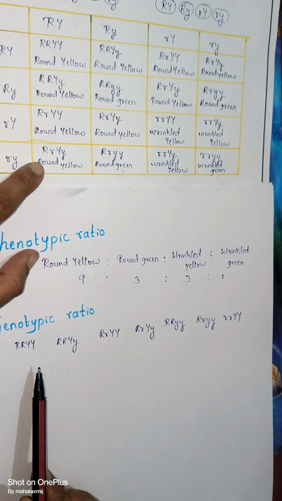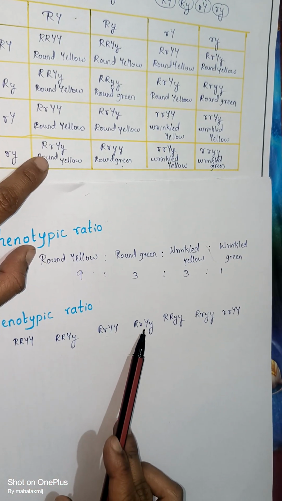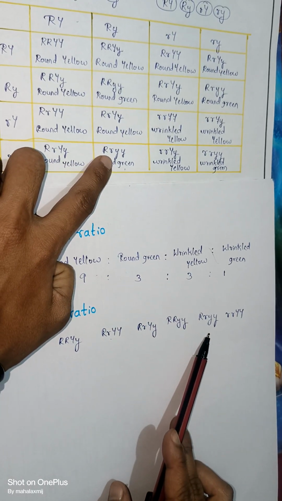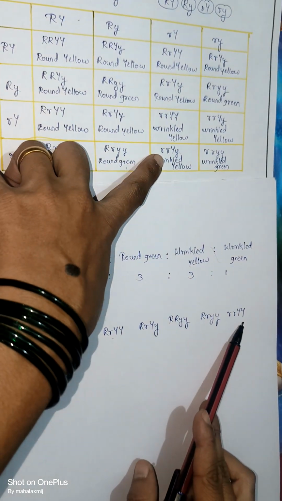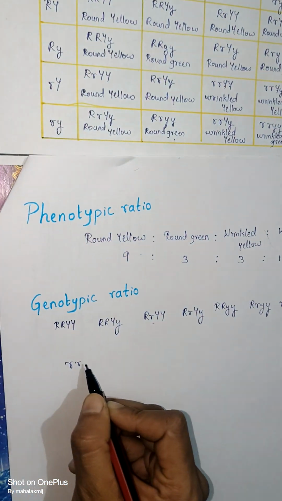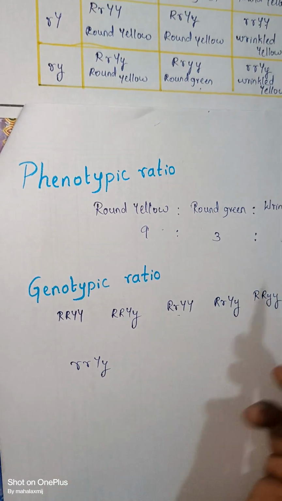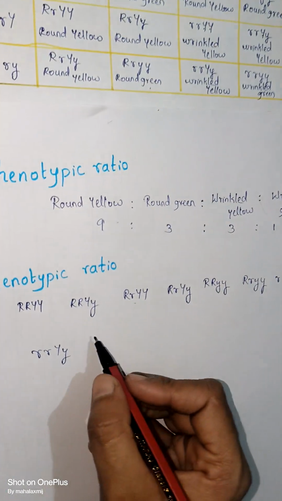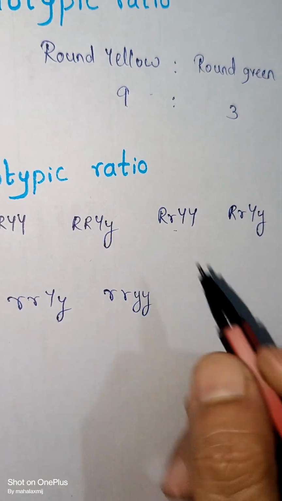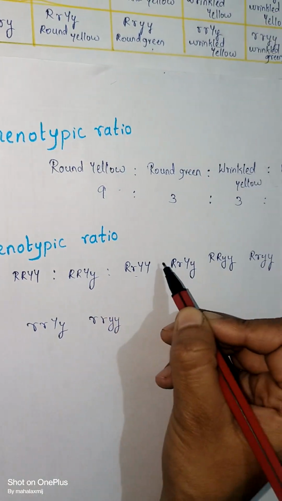Then next, this is again repeated here. This is also repeated. This is a new character. Small r, capital Y, small y. And the last one is totally different from all others. That is small r, small y, small y. As it is a ratio, just put the symbol of ratio everywhere.